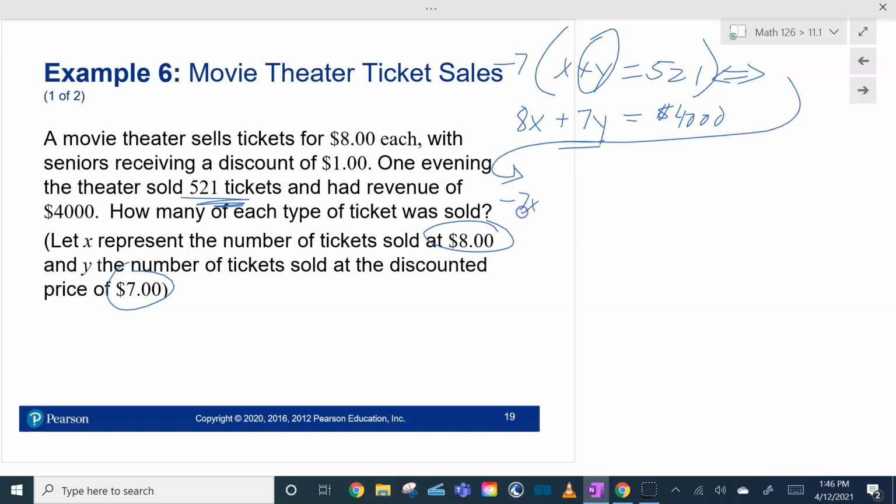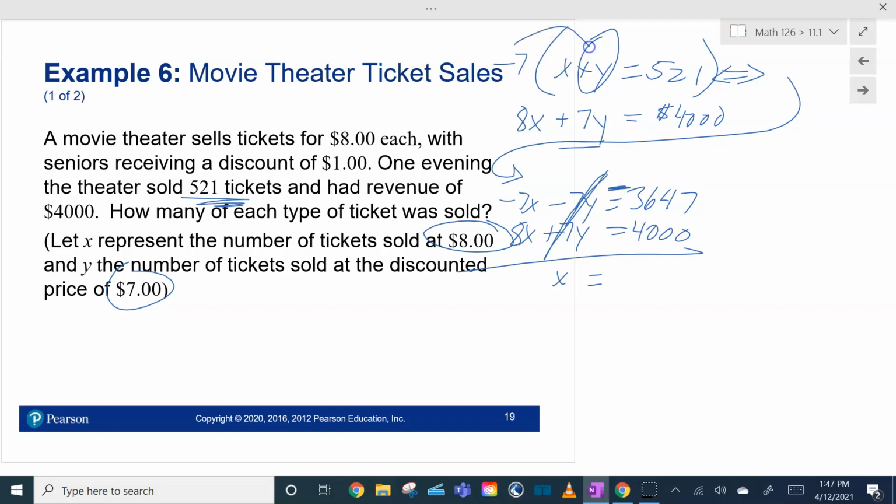So I got negative 7x minus 7y, and then 521 times 7, and we got 3647. So that's from equation 1. The equation 2 here, 8x plus 7y equals 4,000, stays the same. Now we're using elimination. This is what we wanted, negative 7y plus 7y. We want those to eliminate. And we got negative 7x plus 8x is a 1x from there. And then negative 3647. Whoops, that was negative. I'm sorry. That's a negative right there. Okay, negative times each of those, right?